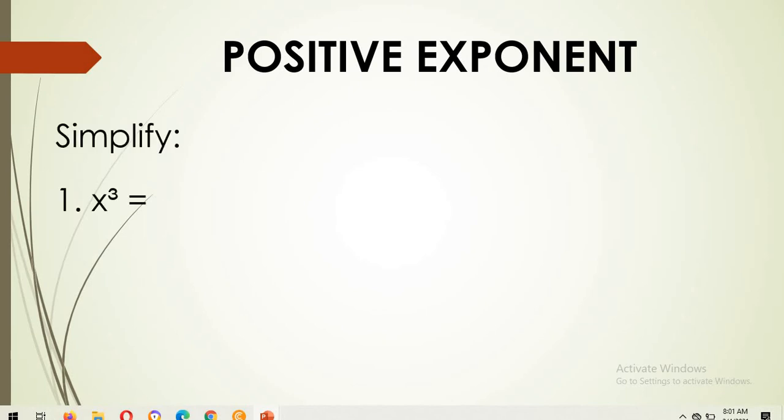Number 1, x cubed. So, kapag may variable ka, then may exponent ka. So, kung positive yun, pa rin ang magiging sagot mo, x cubed. While if you have a number and an exponent, like this 4 raised to 4, okay? So, that is also equal to 4 times 4 times 4 times 4. I-simplify mo siya. Okay? So, that will be equal to 256.